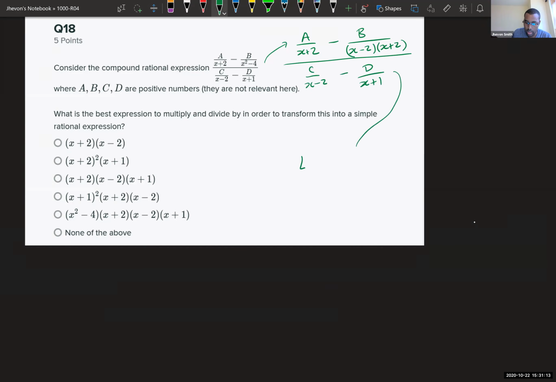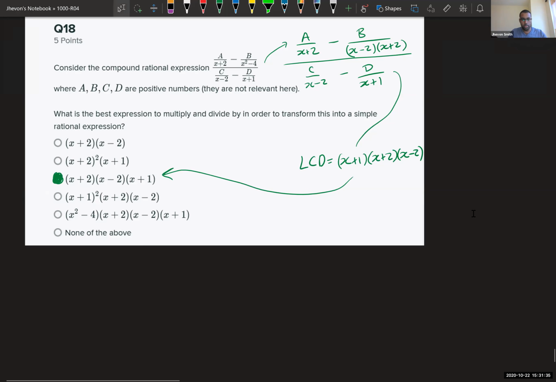This means that the LCD is equal to, well, looks like x plus 1, x plus 2, x minus 2. Does that actually fit? Looks like it's that guy. There's that one.